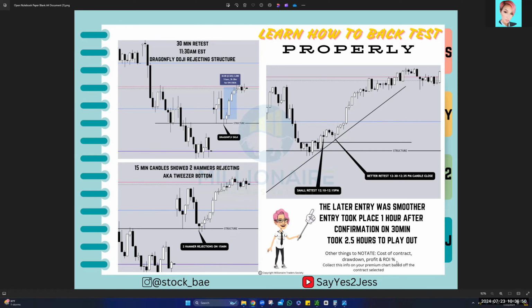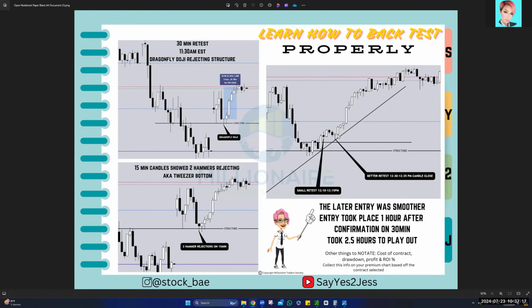Another thing that I'm going to keep in mind, which I notated here, is go to your premium contract and find out how much this would have cost. Would you have experienced any drawdown during this particular retest? If not, cool. If so, write it down and see if that's something that you can handle. Because just because it looks good on the chart does not mean that you can handle the drawdown percentage or that risk. So you need to make sure you can handle that.